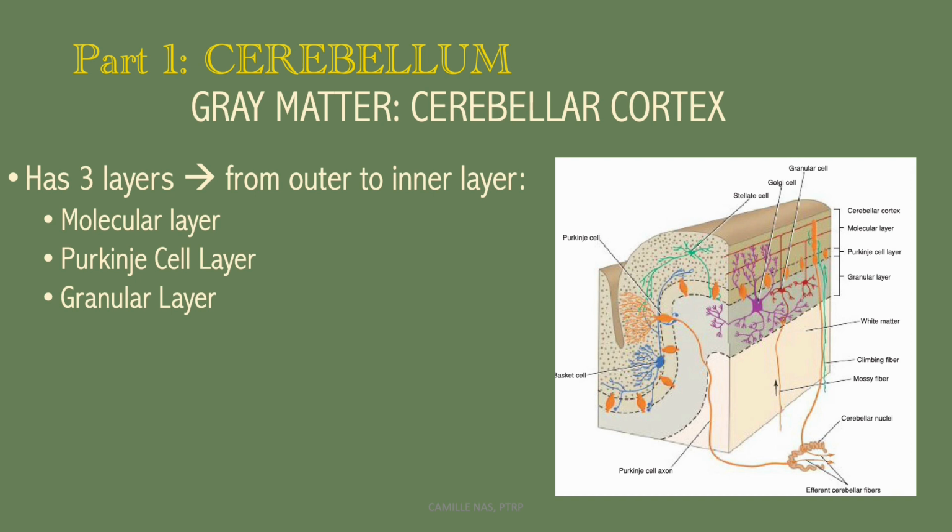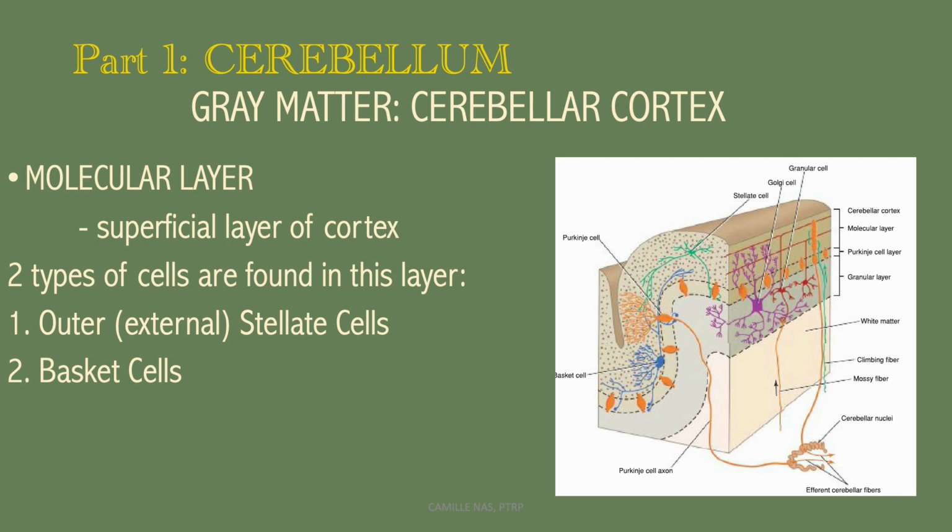So, for the gray matter, again, it's also known as your cerebellar cortex, and it has 3 layers from outer to inner layer. You have your molecular layer, your Purkinje cell layer, and your granular layer. Okay, so superficial, it's the molecular layer. This one. You have your Purkinje layer, this one. And then you have your granular layer, which is the deep layer.